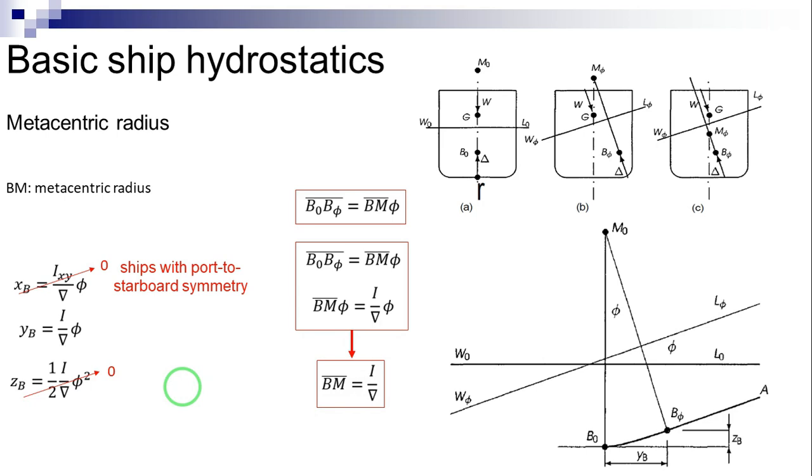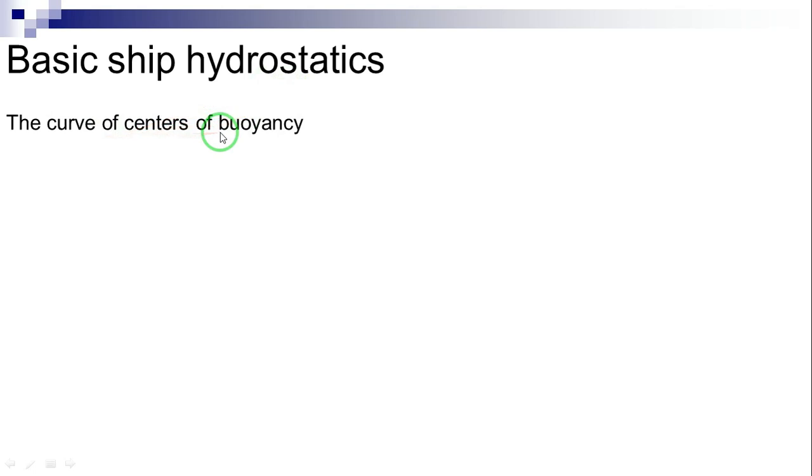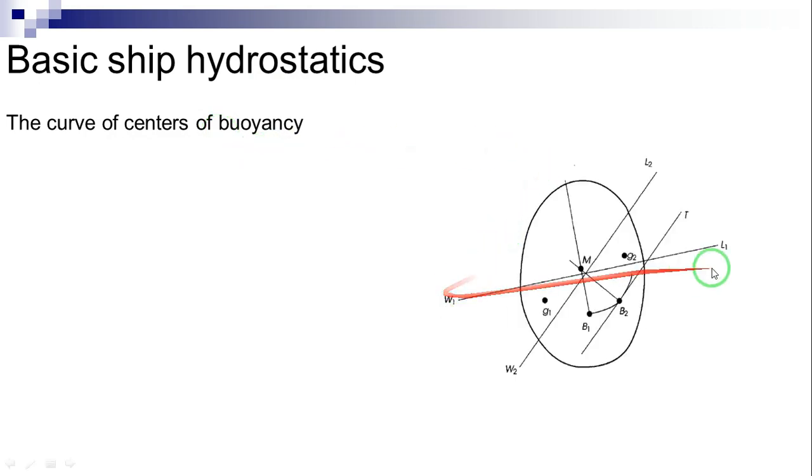Note that ZB is always positive. This means that the curve of centers of buoyancy presents its concavity towards the waterline. The curve of centers of buoyancy. This figure shows a floating body inclined by some angle phi. The corresponding waterline is W1L1, and the center of buoyancy is B1.